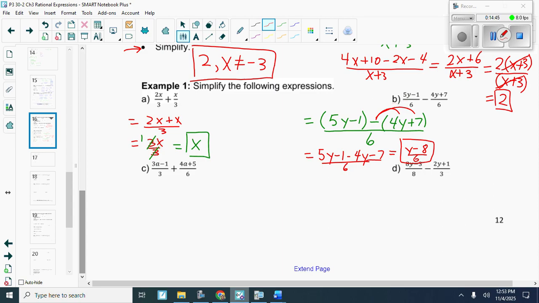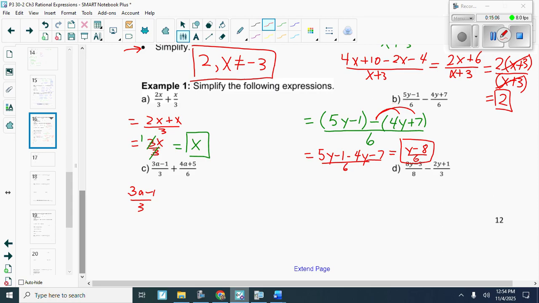So this one, we need a common denominator. Somebody tell me what they chose. 6. I like that. I would choose 6 as well. With these, spread out your answer a little bit to give yourself enough room when you're rewriting it. So I would go 3a minus 1 over 3.